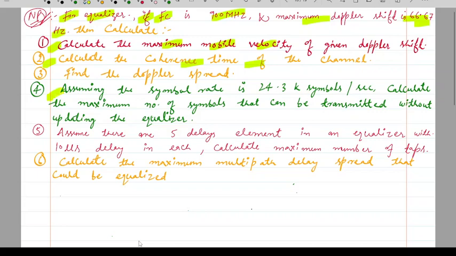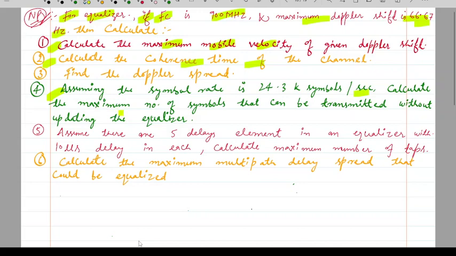In the fourth part, assume the symbol rate is 24.3 kilo symbols per second. So there is a transmission of a signal or a message, and the transmission symbol rate is 24,300 symbols per second. What are symbols? Symbols are a combination of more than one bit that becomes a symbol. So here the symbol rate is 24.3k, or 24,300 symbols per second.